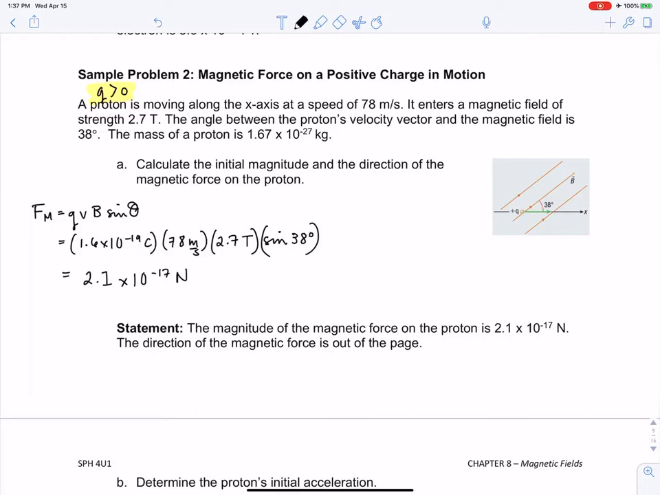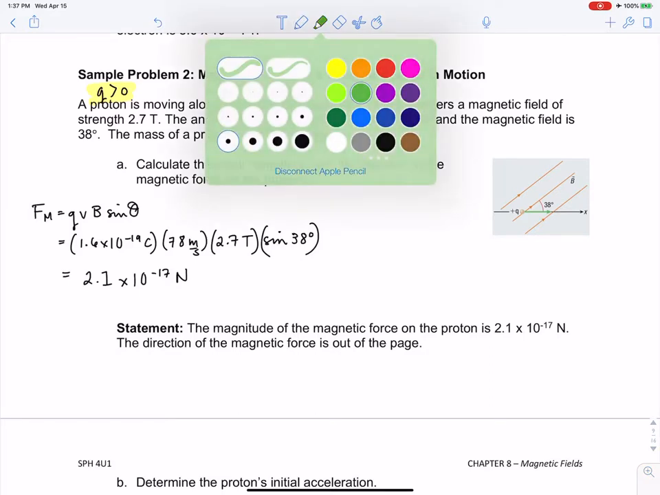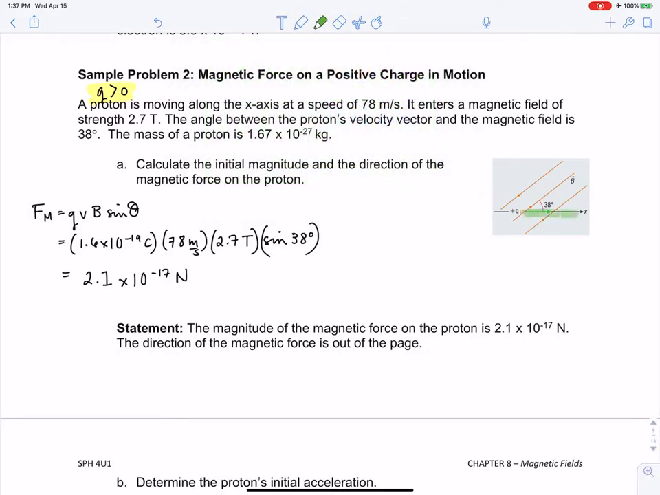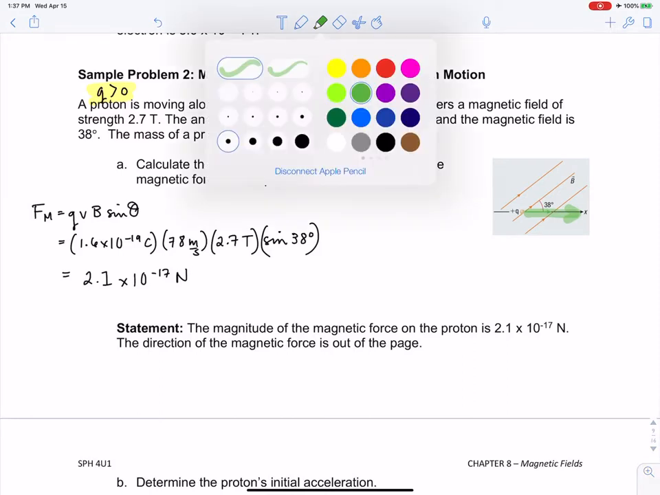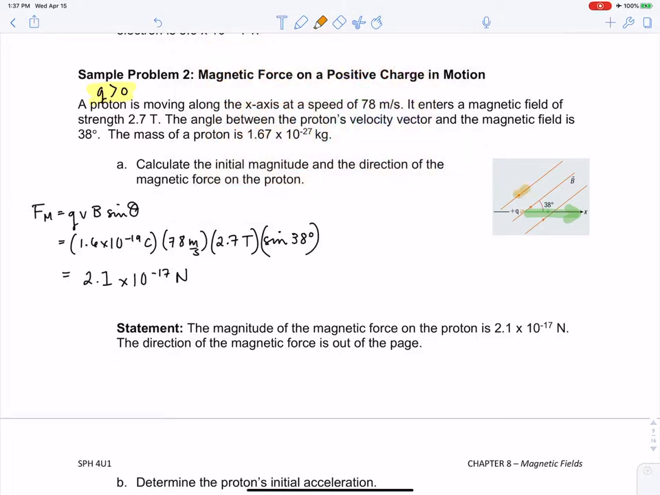Now what we need to do is find the direction. Remember, your thumb on your right hand needs to line up with the velocity, and your straight fingers need to line up with the magnetic field. So it's important to twist your hand so that you have this in the proper orientation. I'm going to draw a diagram that'll hopefully illustrate this.